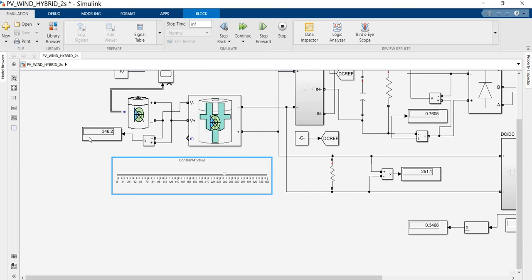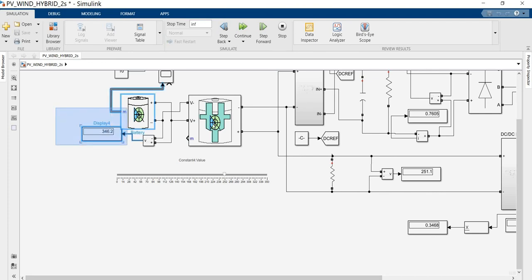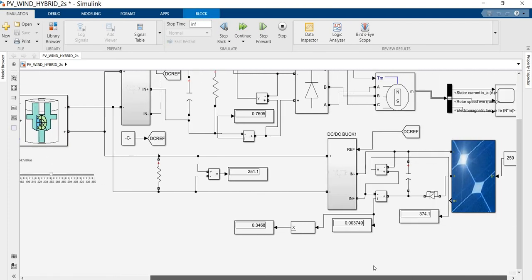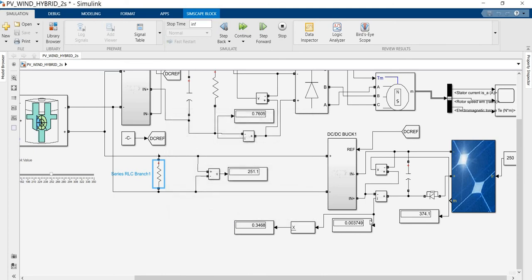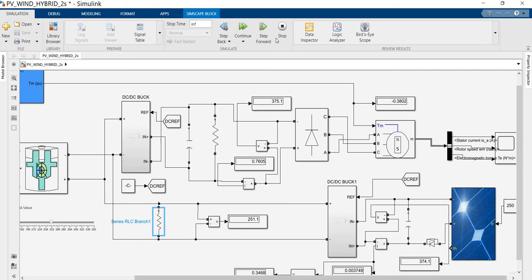Whatever voltage I change, the battery charging voltage is maintained by this charge controller. This is another significant point. If the load value changes, the current drawn by the system will also change.